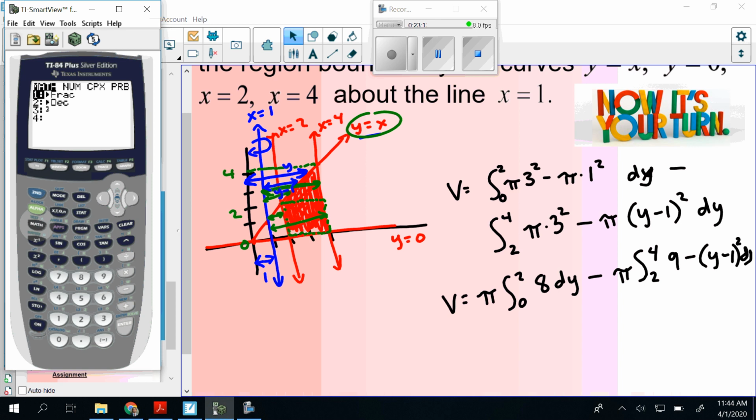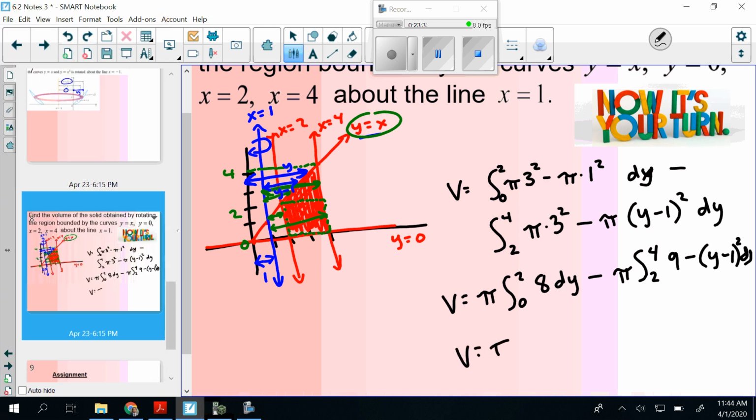So this one you are going to have to do as 2 separate ones here. First one, 0 to 2. This one should be easy to enter, just 8 dy. In this case, we'll use x. So the area of that part is just going to end up being 16 minus.